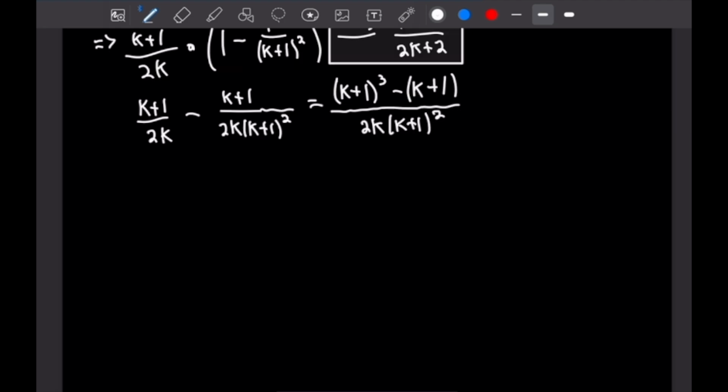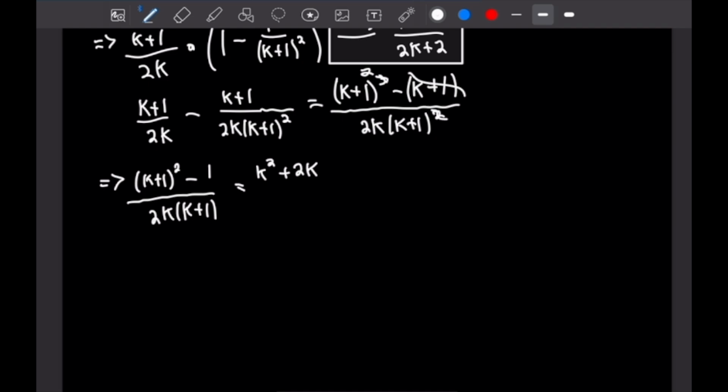And so right away, now that we've combined like terms, we can see that we can cancel out a k plus 1 in the denominator with those in the numerator. So this 2 will become a 1, this will just become a 1, and this 3 will become a 2. So what will that leave us with? That will leave us with k plus 1 squared minus 1 over 2k times k plus 1. Let's go ahead and multiply out our numerator and our denominator. And when we do that, we will see that we have k squared plus 2k. And our 1s will cancel in the numerator. And then our denominator, we will have 2k squared plus 2k.